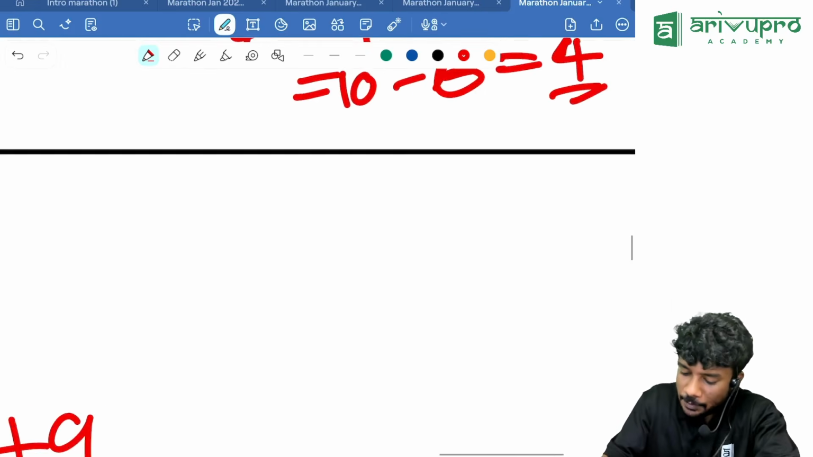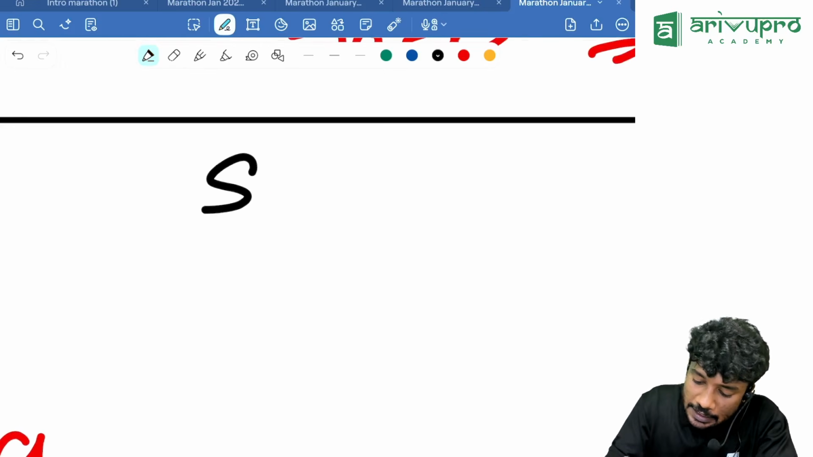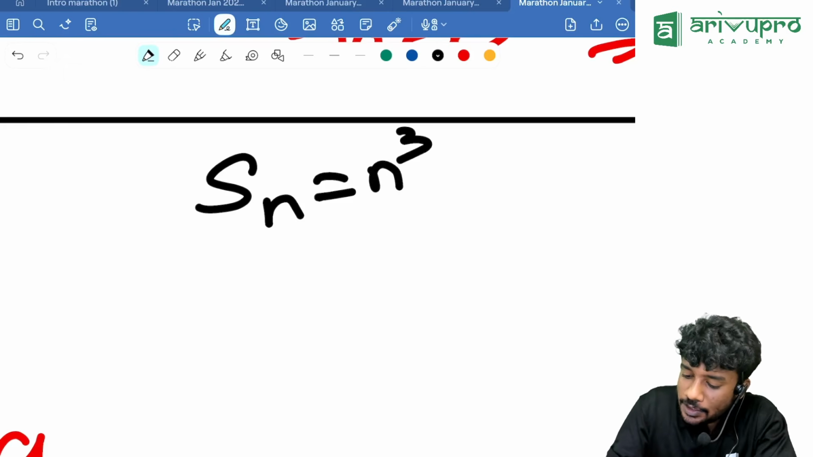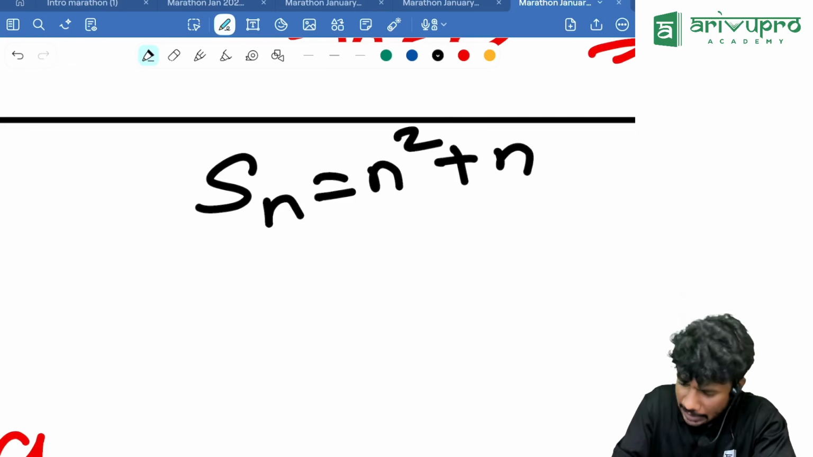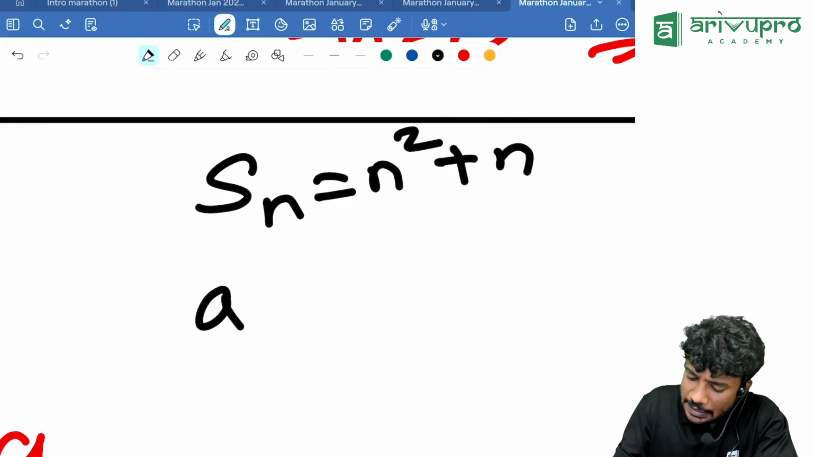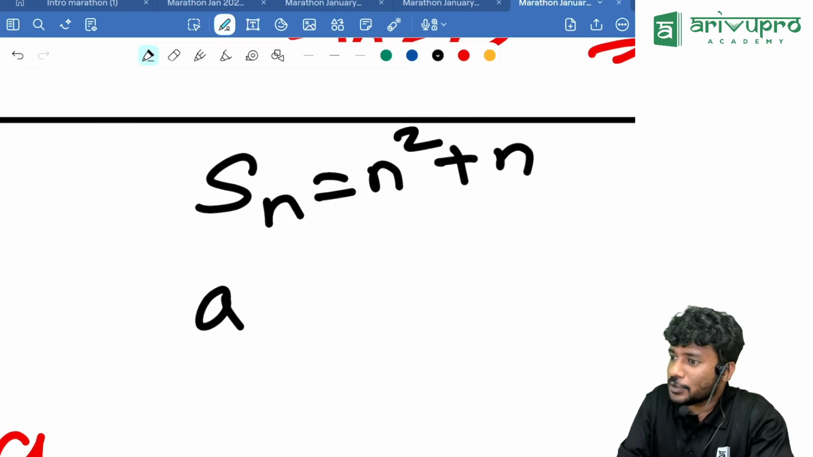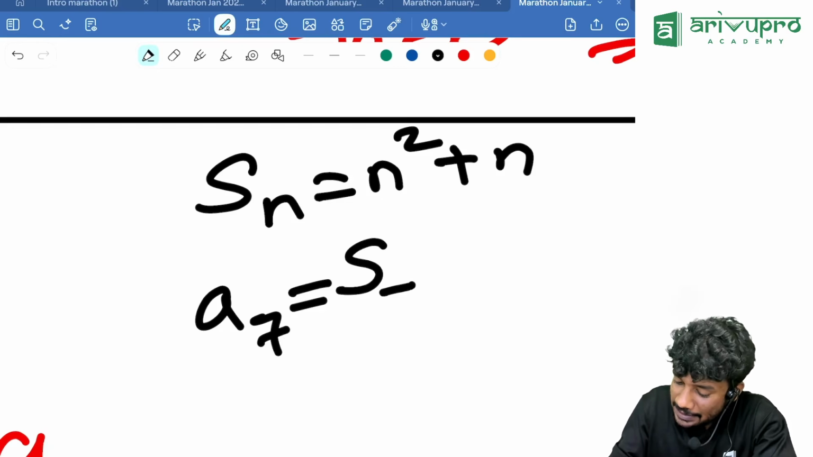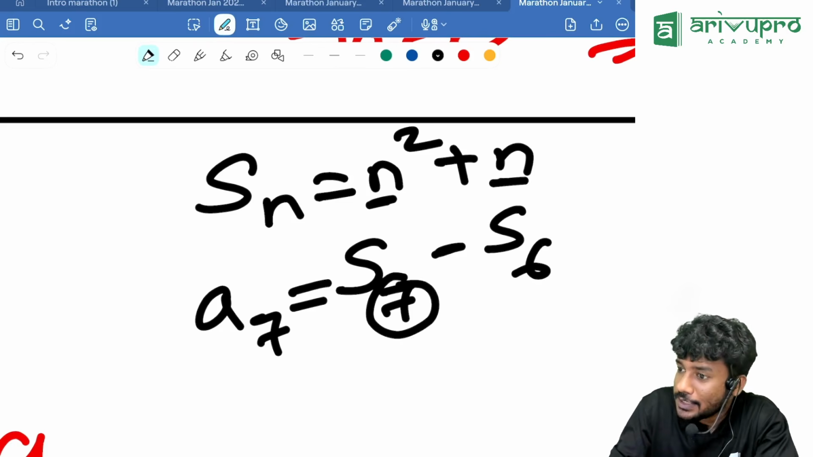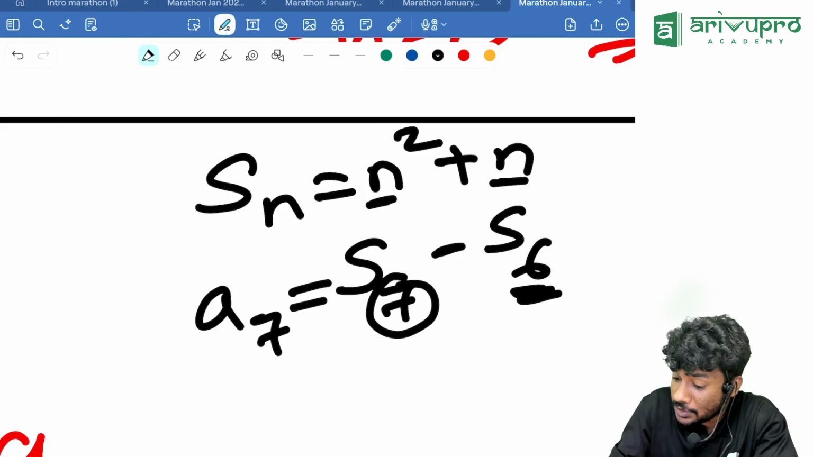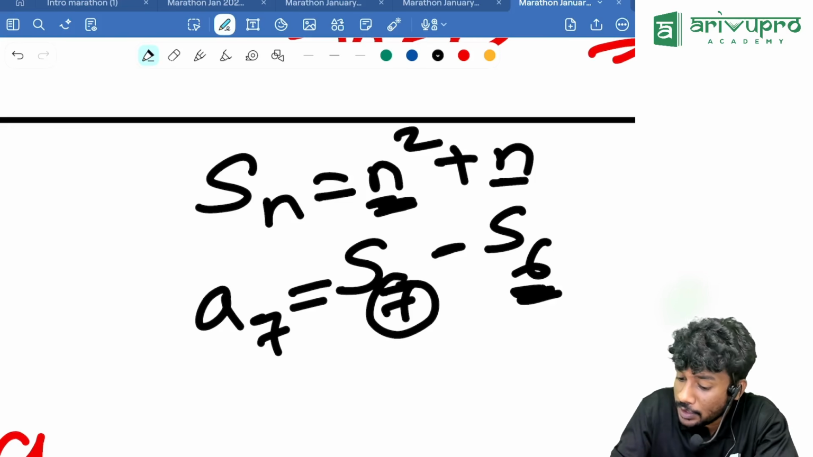Similarly, sometimes they will give it in the question like Sn is equal to n cube plus n, or n square plus n. Then in order to find a term, randomly you tell me one term. A7. That means S7 minus S6. For S7, you need to substitute 7 instead of n over here. In order to find S6, you need to put 6 instead of n.